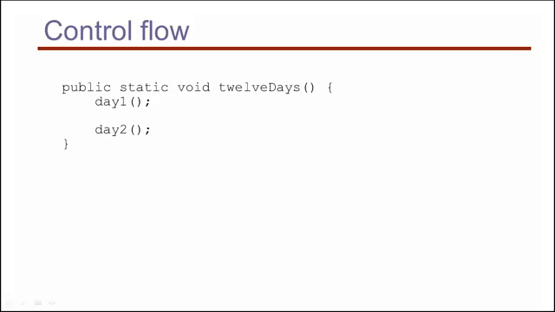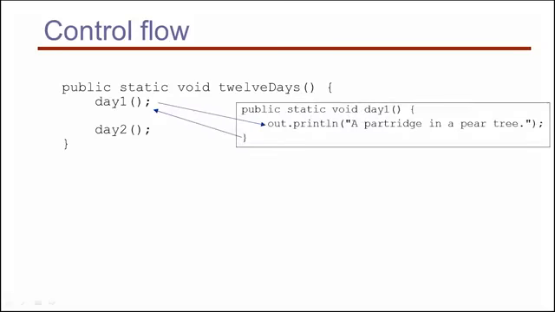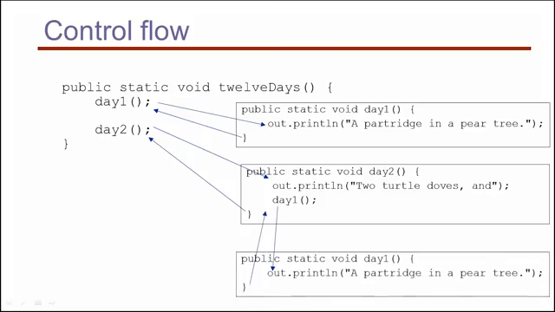Here's a graphical representation of what is happening. When the method 12 days calls day 1, we start executing that method, and when it is done, we return to the point of the call, at which point we call day 2 and start executing that method, which in turn makes its own call to day 1, and we start executing day 1 method again. But this time, when the day 1 method is done, we return to the point of its call, which is in the day 2 method, which then ends its execution, and we return to the 12 days method.